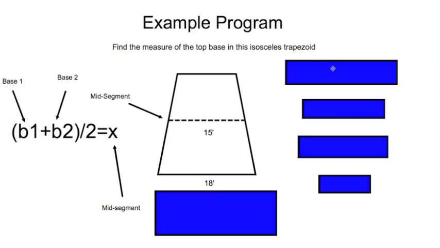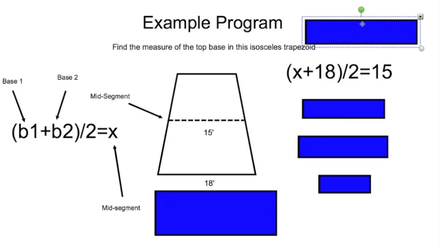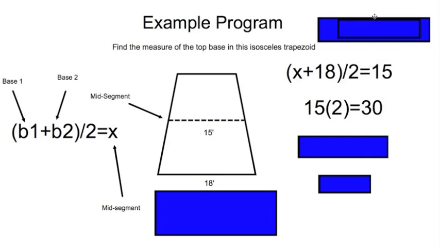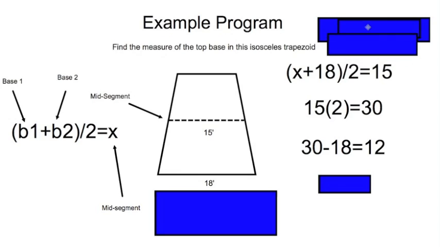Oh, look at this intimidating problem. Now you have to find the base, not the midsegment. We're going to have to plug some figures in order to find the top base. So first, let's go over the formula to find the midsegment. So that would be (x plus 18) divided by 2 equals 15. That's great, now we solve. 15 times 2 is 30, and 30 minus 18 is 12. X is 12. Nice work.